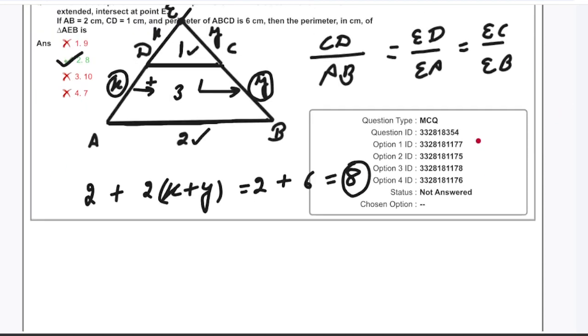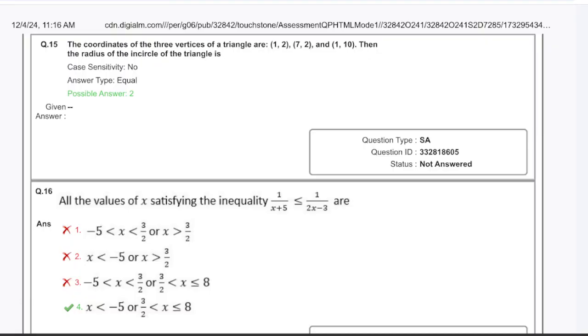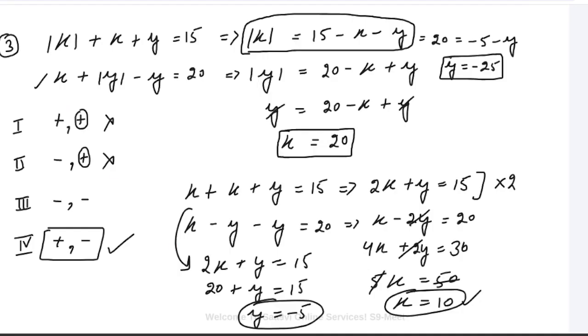Quite easy question. Again, this CAT was not that tough. Now they say the coordinates of three vertices of a triangle are (1, 2), (7, 2), and (1, 10). Then the radius of the incircle. Now, the formula for the radius of the incircle goes like area divided by semi-perimeter. First of all, you have to find out the area of this triangle. So let's find out the area.